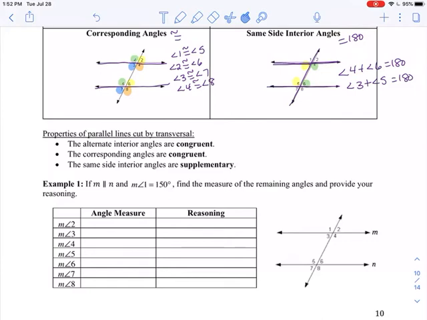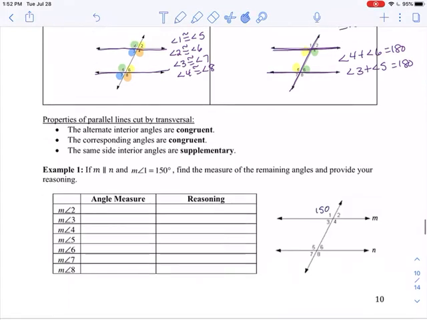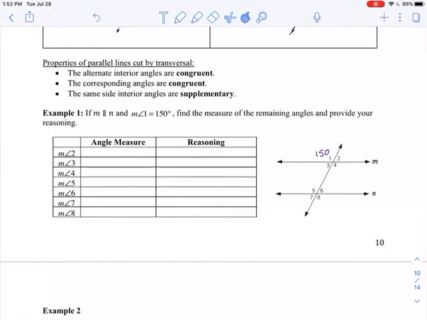So if you're looking at example 1, line M is parallel to N. So these are two parallel lines. This line is the transversal. Angle 1 is 150 degrees. Okay, so this is 150 degrees, and they want me to find the remaining angles.